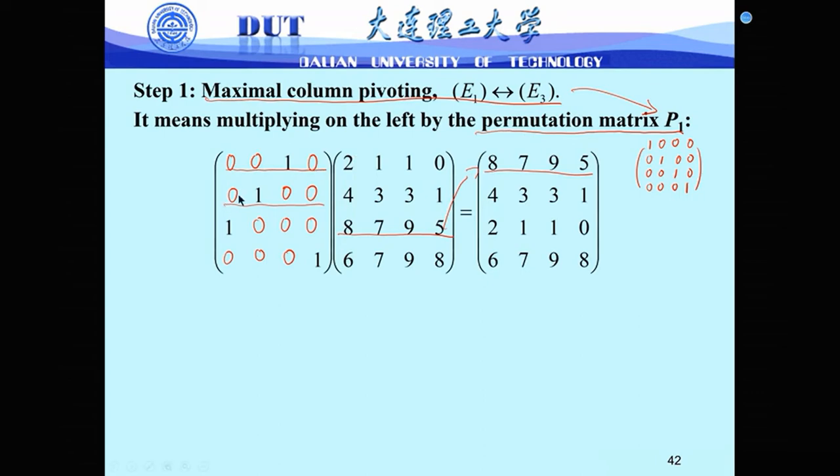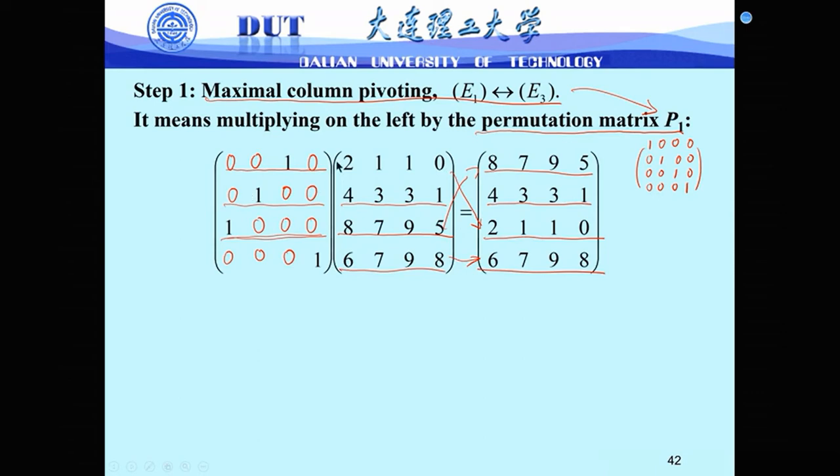What happens for the second row? We use the row 0, 1, 0, 0 multiplied by each column, so we just obtain the same second row: 4, 3, 3, 1. Now let's check the third row. We use the third row multiplied by each column. Because only the first number is not 0, that just moves the first row to the third row. And the last row, 0, 0, 0, 1, just gives the last row unchanged. So we checked: we interchange the first row with the third row in matrix form.